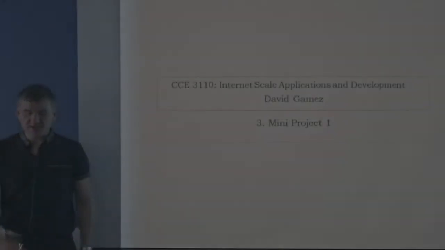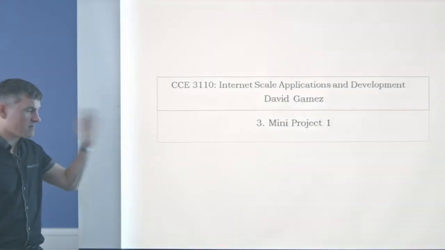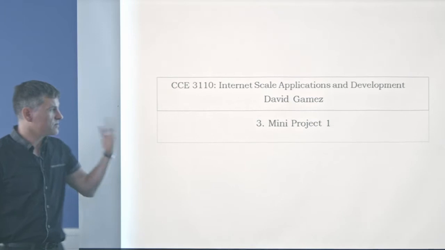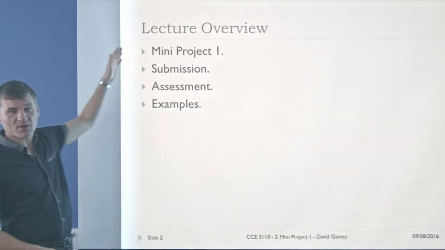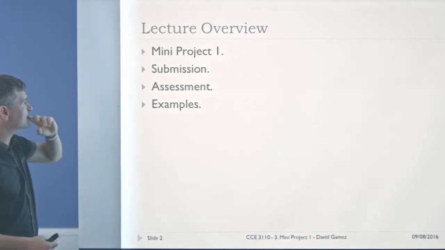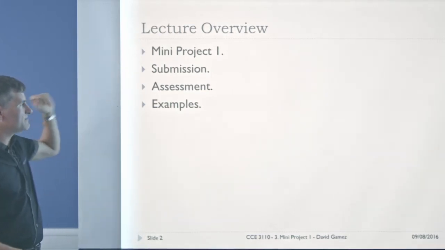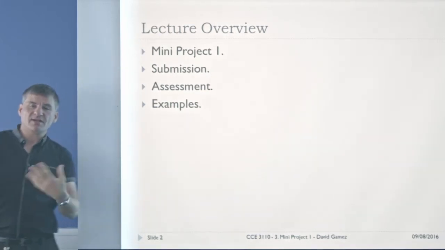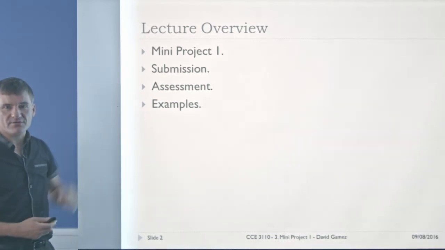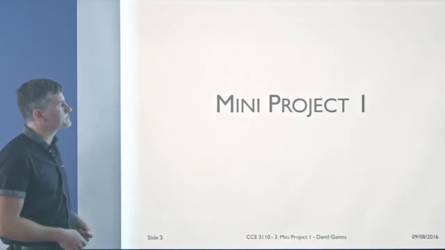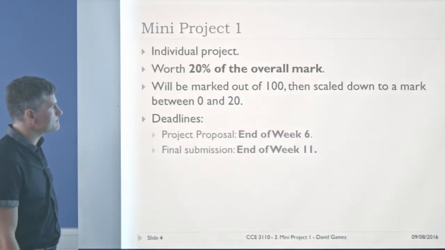Okay, so in this lecture we're going to discuss the main assignment for the autumn term, which is MiniProject 1. I'm going to go over the project, what I'm expecting from you with the project, the submission procedure, how I'm going to assess it, and to make it really clear what exactly I'm expecting, I'm going to go through a few examples with you as well. Okay, so here we go.